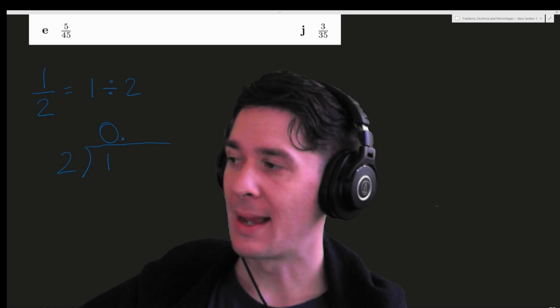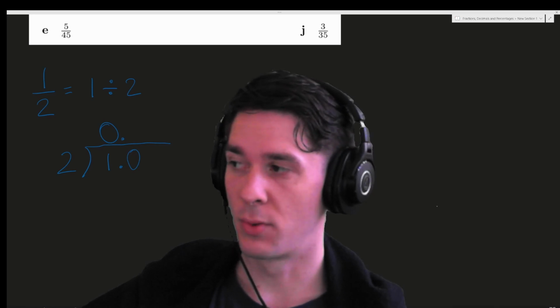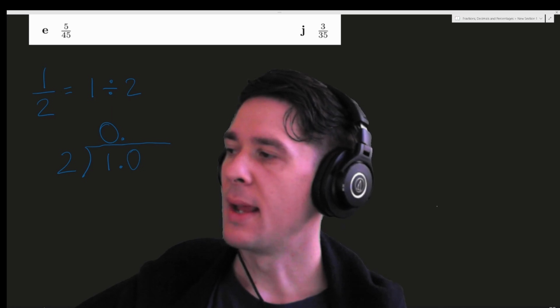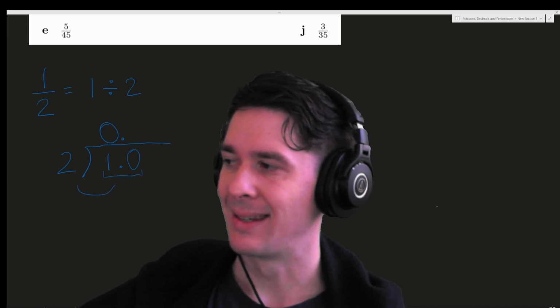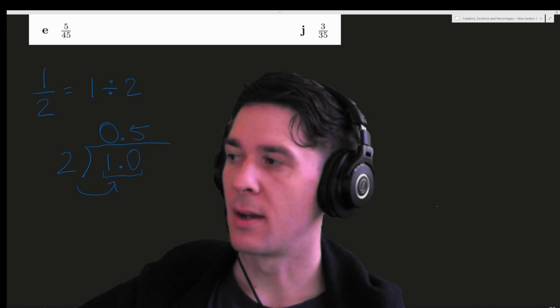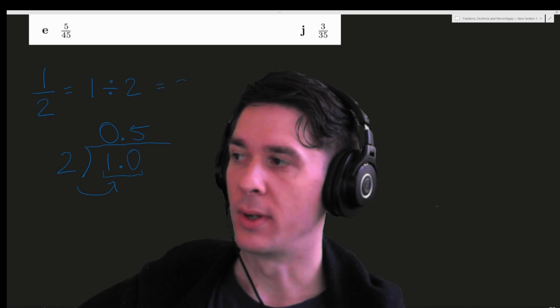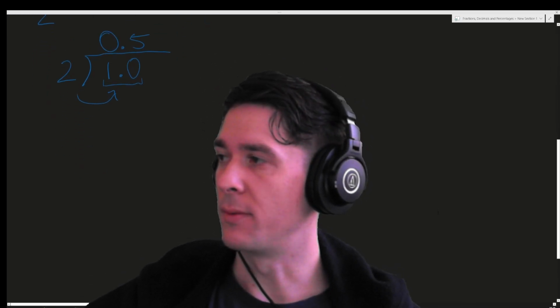We're going to do that by adding decimal places, and we're going to add a 0 here, since 1.0 is exactly the same thing as 1. Now we're going to do 2 into 10, and it goes 5 times with no remainder, and so our answer is 0.5. Let's look at one that's slightly more involved.